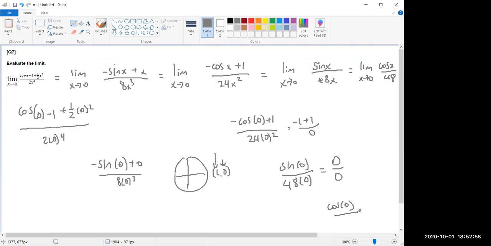Cosine of 0 over 48, what's that? Cosine of 0 is 1. So 1 over 48, all right, we finally got it. So this was an exercise on L'Hopital's rule, and this one required 1, 2, 3, 4 derivative cycles, okay? All right, so that's that one.